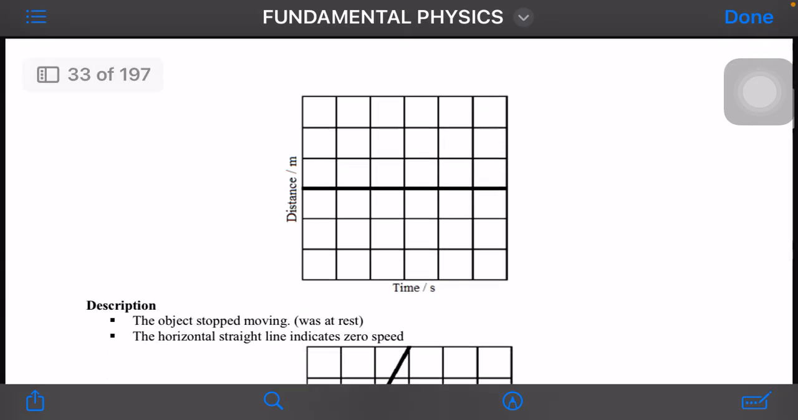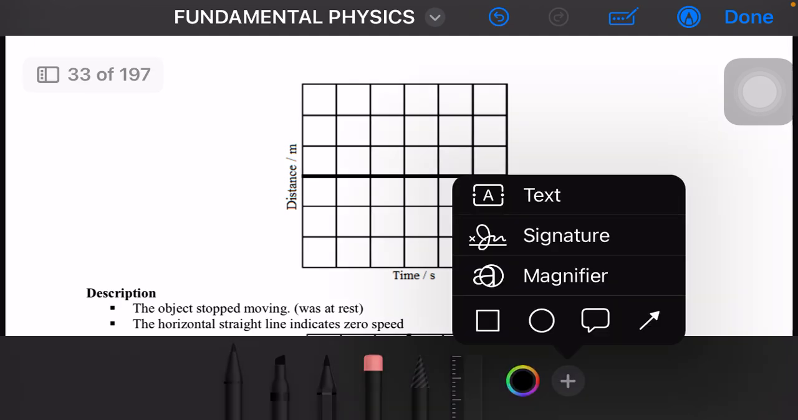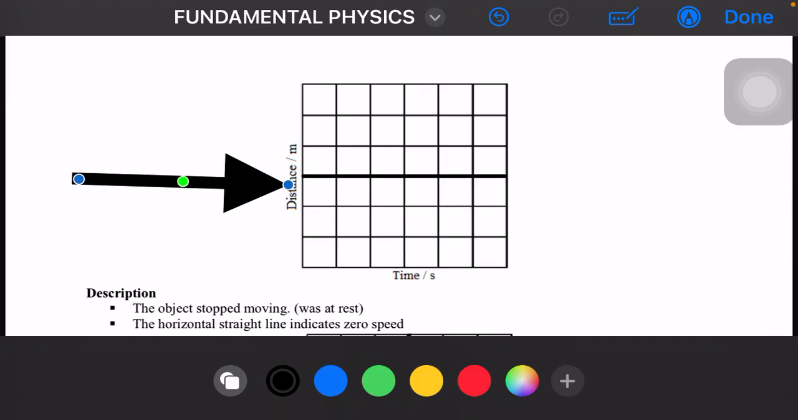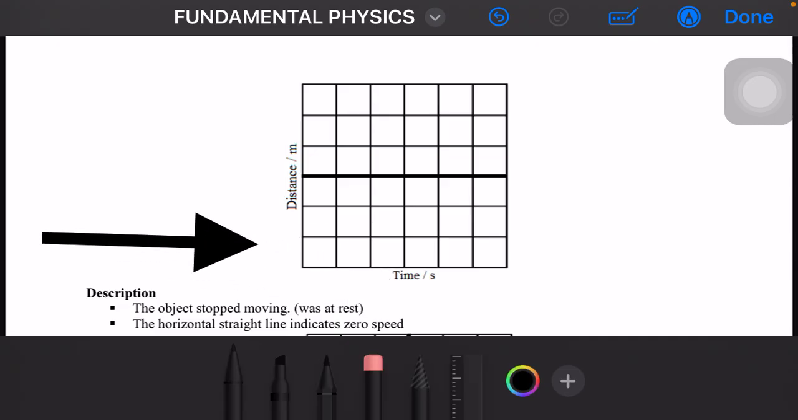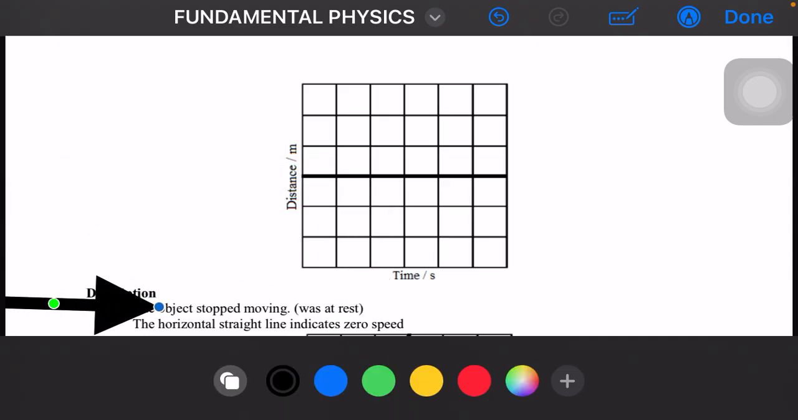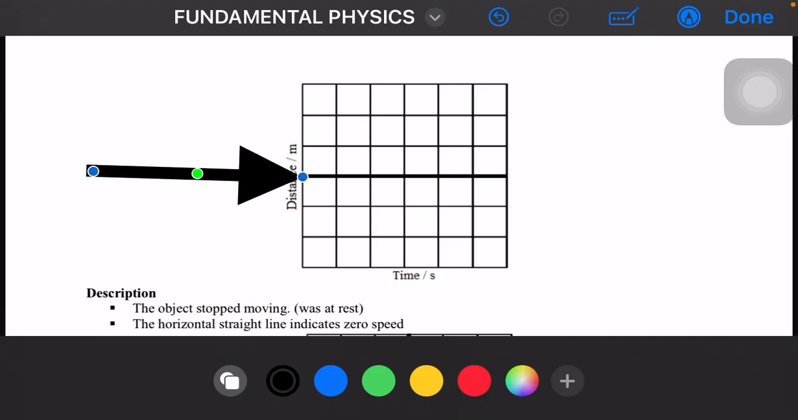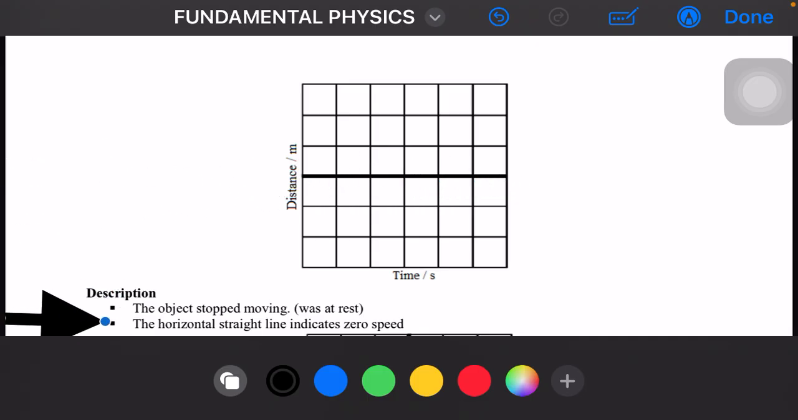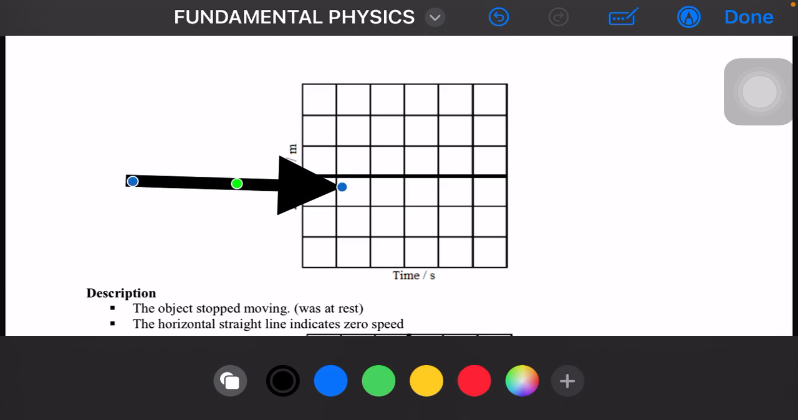We move on to the next graph. Each time you see a horizontal line on a distance time graph, just know that it means what? It means that the object stopped moving. It was at rest. The horizontal straight line indicates zero speed, which means here the object has zero speed. It is resting.